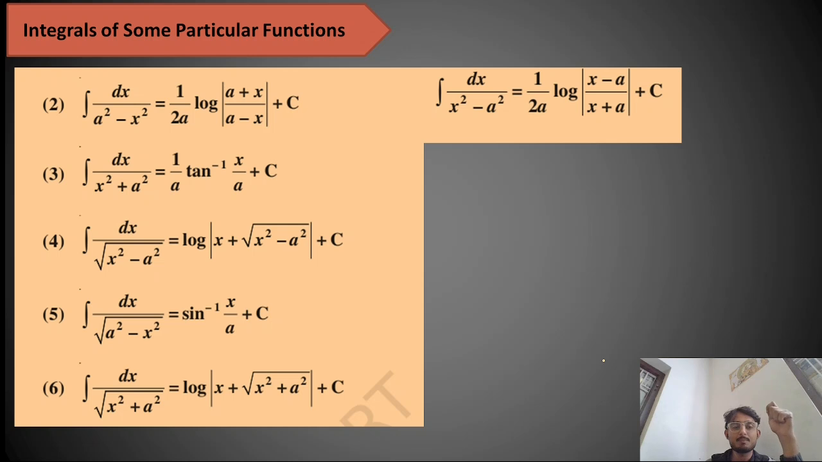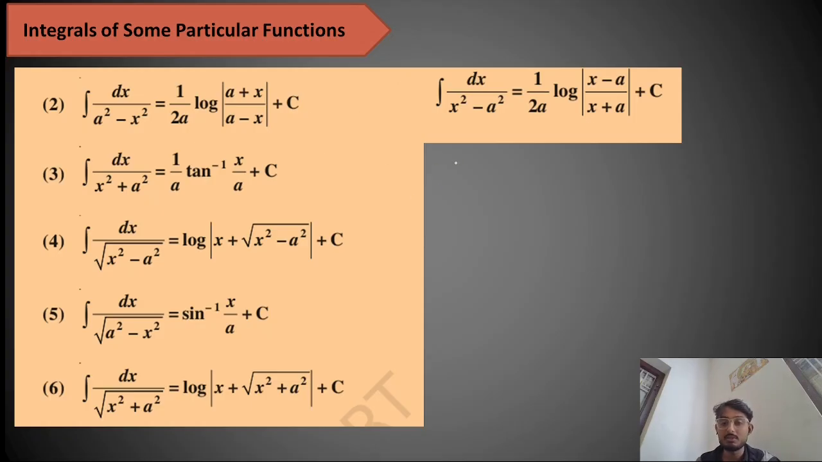The second one is dx upon x square plus a square equal to 1 upon a tan inverse x upon a plus c. The fourth one is dx upon root x square minus a square equal to log x plus under root of x square minus a square plus c. And next, dx upon root a square minus x square equal to sine inverse x upon a plus c. So first of all, how can you prove this formula? I am proving only one formula, and you can prove all the other formulas.